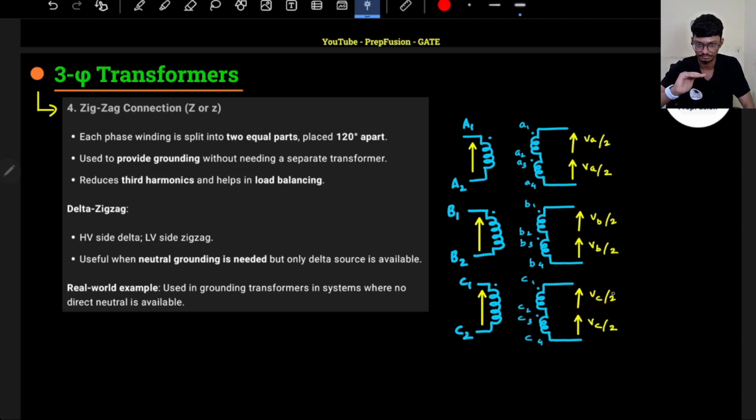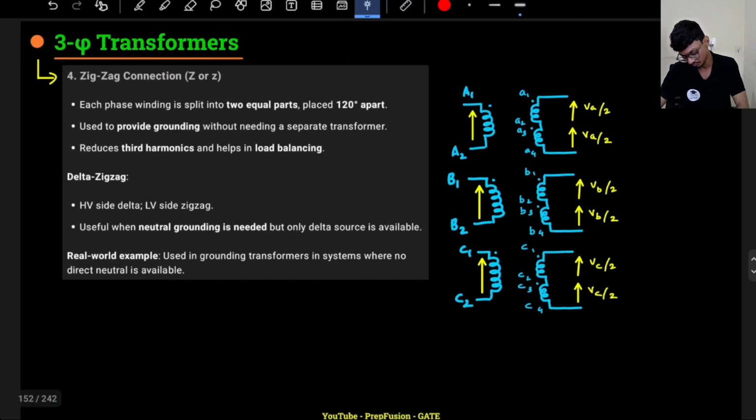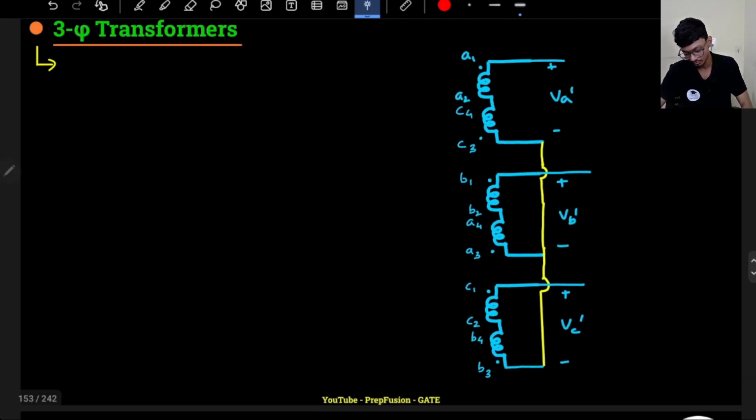Just half the coil, that's it. Okay, now I will connect them in a different manner. How will I connect them? We will go through this later. Okay, we will see this first.